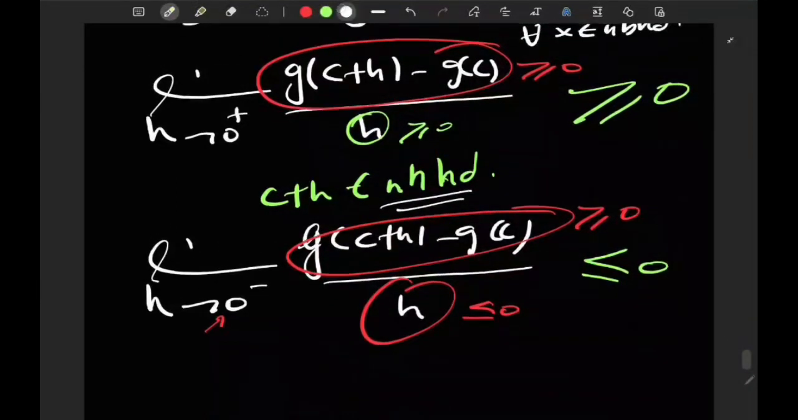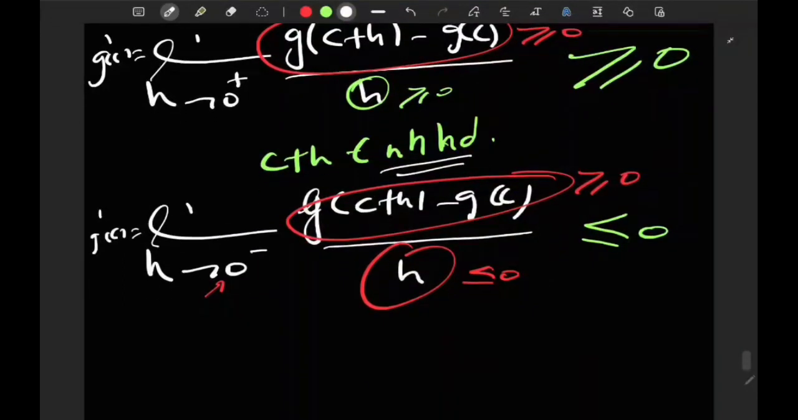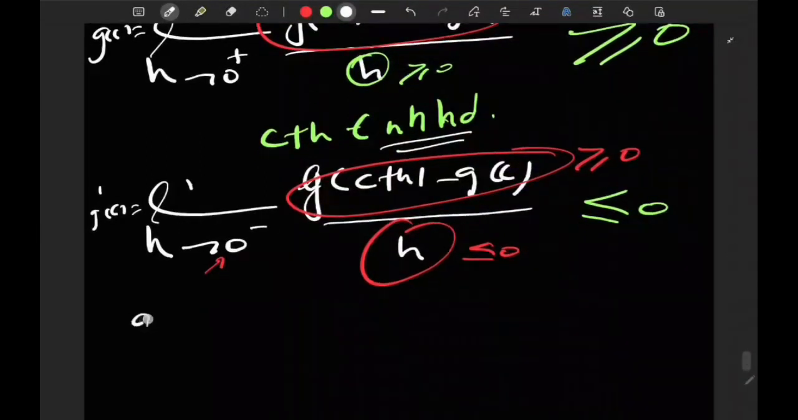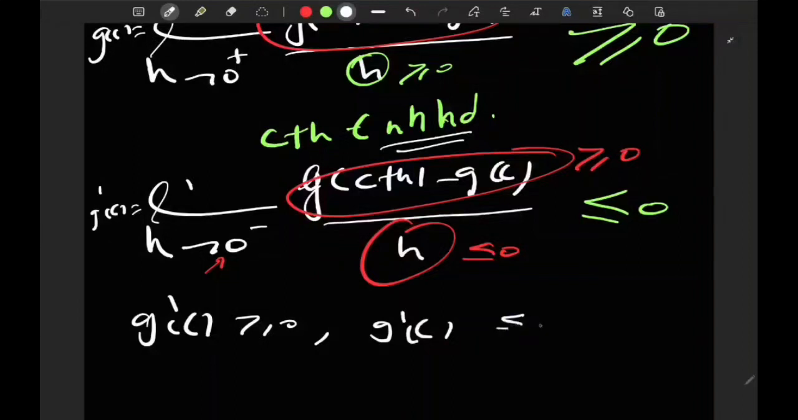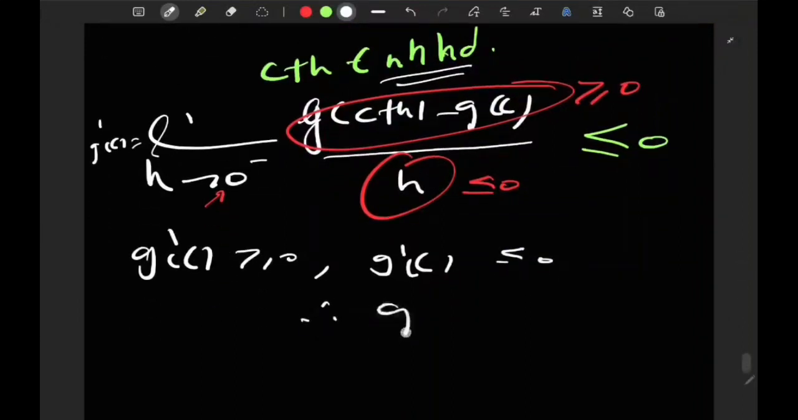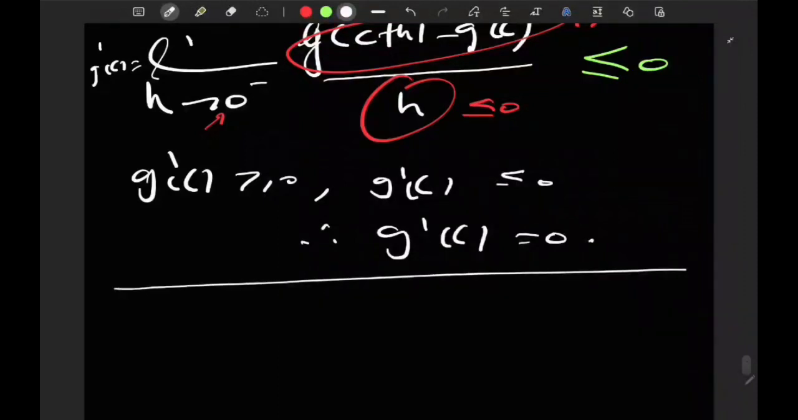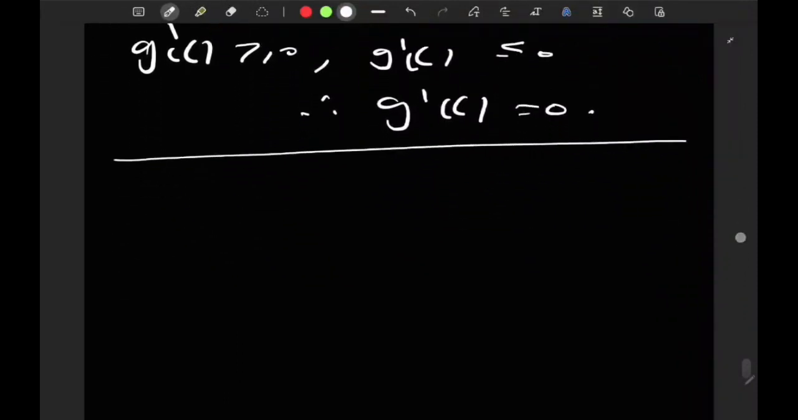So I've gotten two things. Of course both of these are equal to g prime of c. Why? Because g prime of c is the limit as h goes to 0 of this quantity, which is the same from 0 plus or 0 minus. So I conclude that g prime of c is greater than or equal to 0 and g prime of c is also less than or equal to 0. The only way this can happen is if g prime of c is equal to 0. So this is the only thing we needed to remark before we now start with the proof.